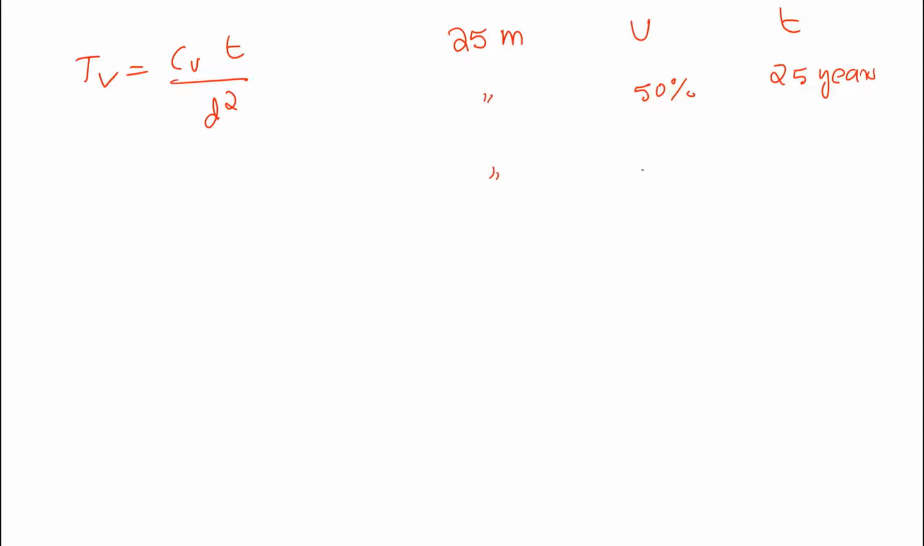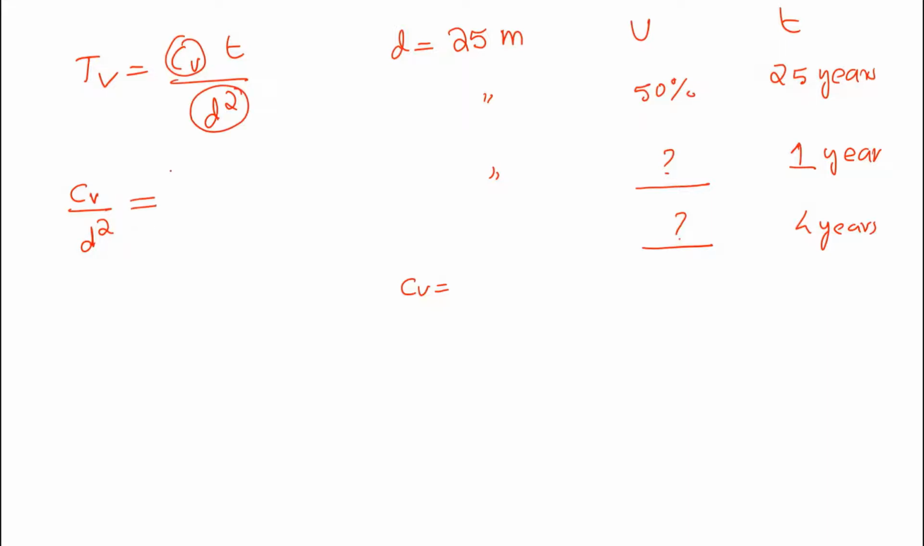So for the same clay layer, I don't know how much the degree of consolidation is, but I want to find the degree of consolidation for 1 year and 4 years. So these are the question marks. Here the thickness is the same, that is D is the same. D is 25 and Cv is also the same because we are considering the same clay layer. So Cv is the same. So in this equation I can write Cv by D² is constant. These are the constants. So Cv/D² is equal to Tv/t.